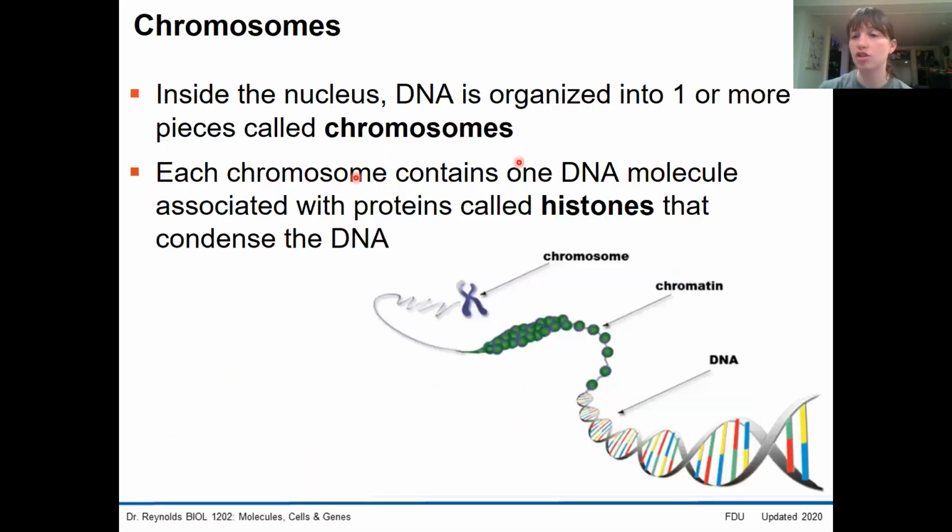Now, that DNA genome is going to be composed of one or more pieces called chromosomes. You've probably heard this term before. Humans have 46 chromosomes, 23 different pairs, because we have 46 pieces of DNA. Each one of those pieces is a single DNA molecule, a single DNA polymer, and it's associated with proteins called histones. So there's another function of these proteins: to compact this DNA down into an organization that can actually fit inside of the nucleus.